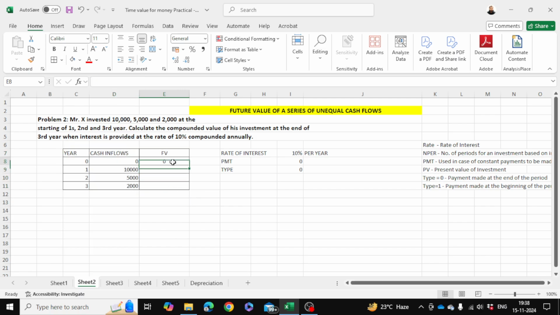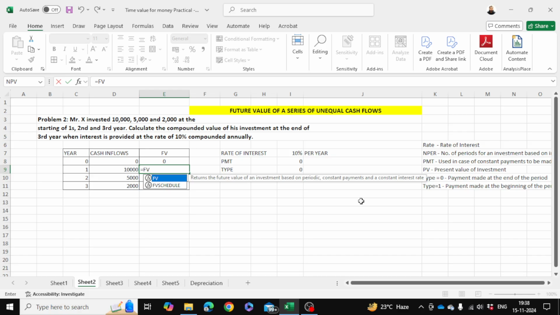Okay, future value, initially it is again 0. At the end of first year, what will be the future value? We will again apply the formula FV. Now rate, right? Since it is a tabular form and we will be requiring this same formula to calculate the future value for the rest of the years, I will be applying the formula in such a way that whenever you copy it, it is applied for the rest of the years also, right?